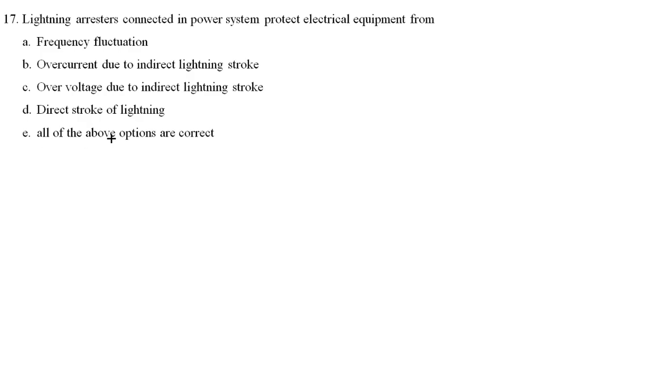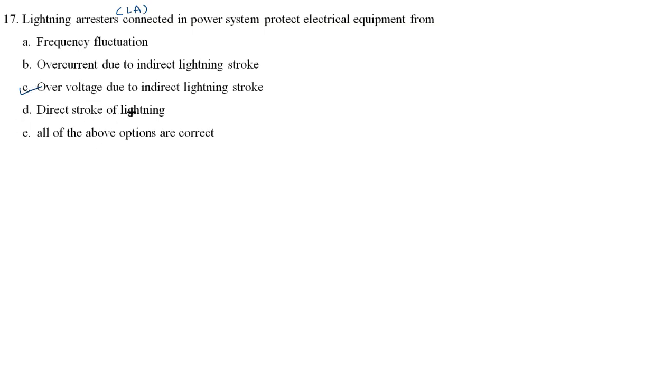Option E, all the above options are correct. Now which option is correct here? The lightning arrestor, also known as an LA or surge arrestor, is the first element in any substation. It is connected in parallel with the power system and it protects the equipment against the indirect lightning stroke and whatever over voltage is created due to the indirect lightning stroke. So the correct answer will be option C.